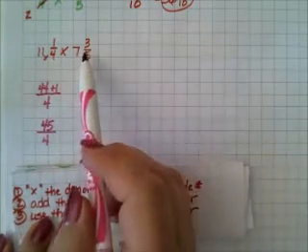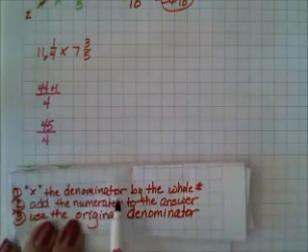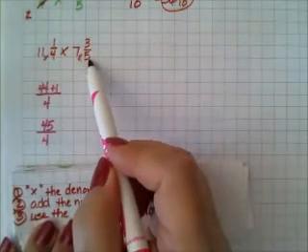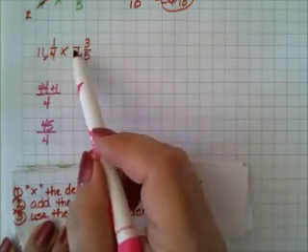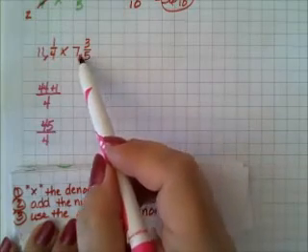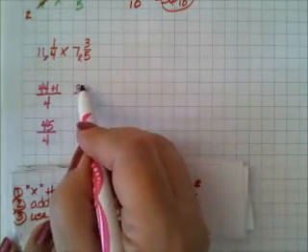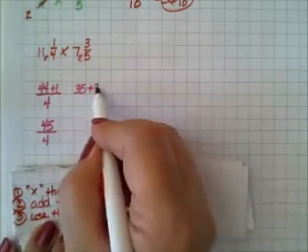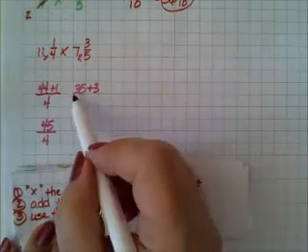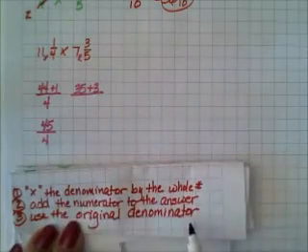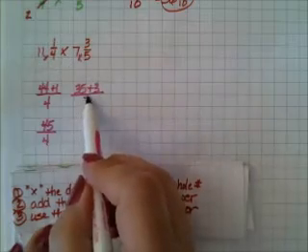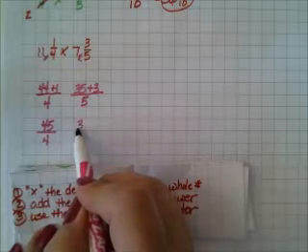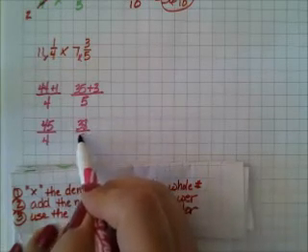Now I'm going to go over to this one. Multiply the denominator by the whole number. My denominator is 5. My whole number is 7. So 5 times 7 is 35. Add the numerator to the answer: 35 plus 3. 3 is my numerator. Use the original denominator. That's 5, so I'm going to put a 5 there. 35 plus 3 is 38 over 5.